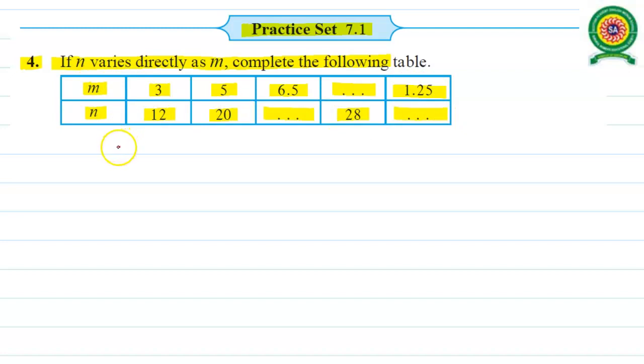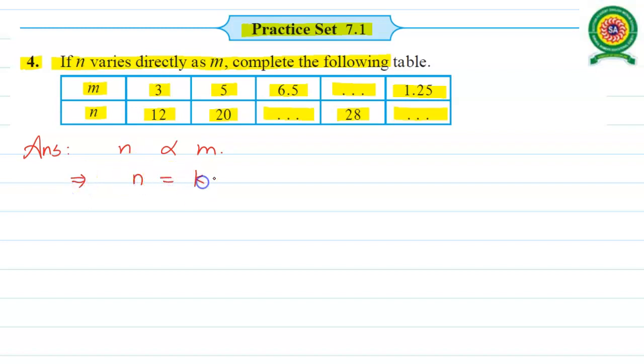So look once carefully. Now we are given that n varies directly as m. So symbolically we can write n is directly proportional to m. Now let us form the equation of variation.